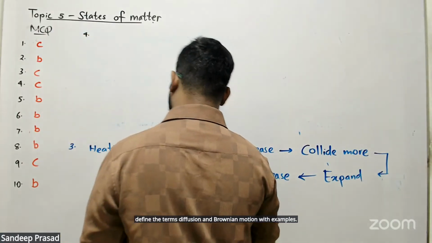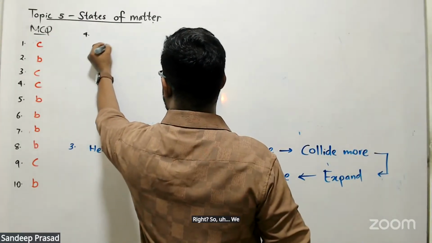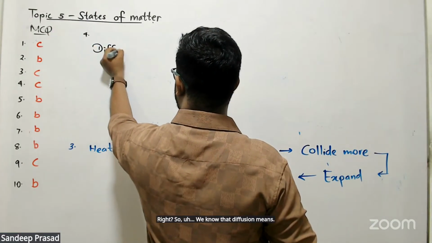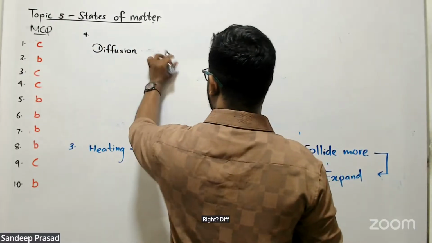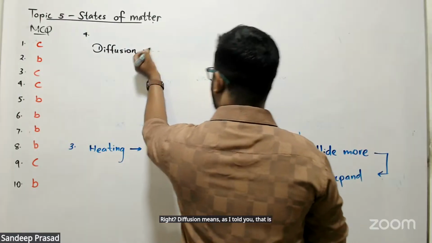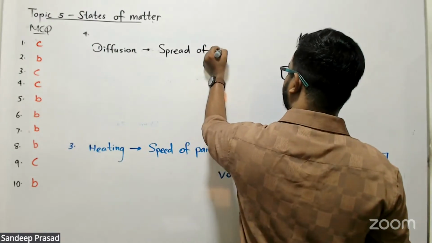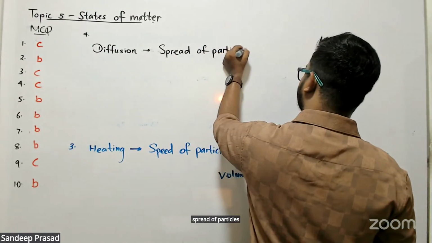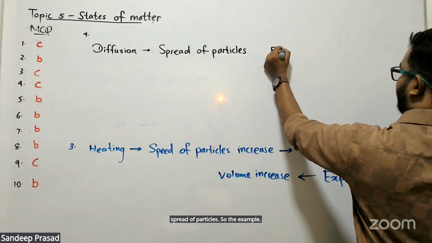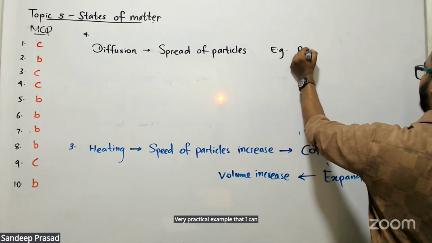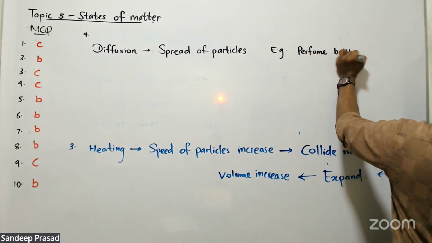Right? So we know that diffusion means, as I told you, that is actually a spread of particles. The very practical example that I can give you is a perfume bottle. Right?